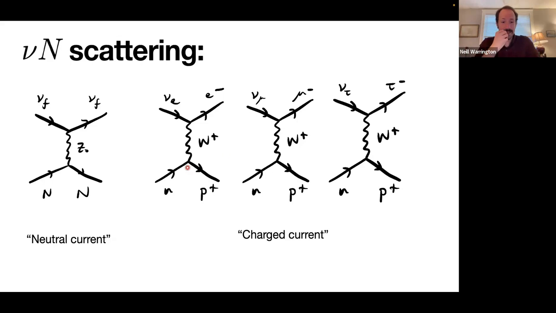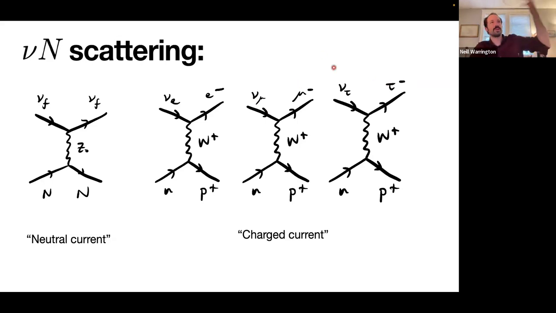Charged current interactions change the charge of the lepton. So an electron neutrino, for example, turns into an electron, and a neutron changes into a proton. This is interesting, because it changes the chemical composition of the stuff there. Muon neutrinos produce muons, tau neutrinos produce taus.